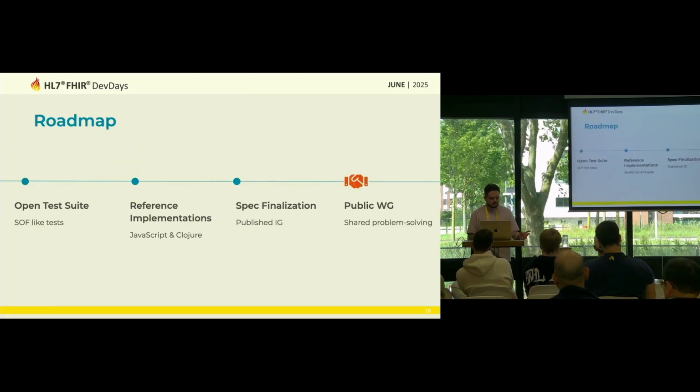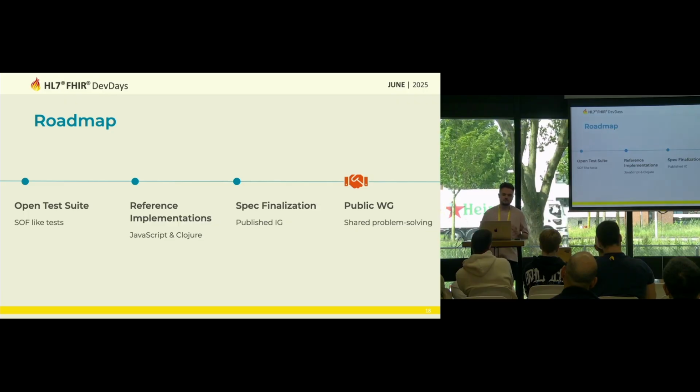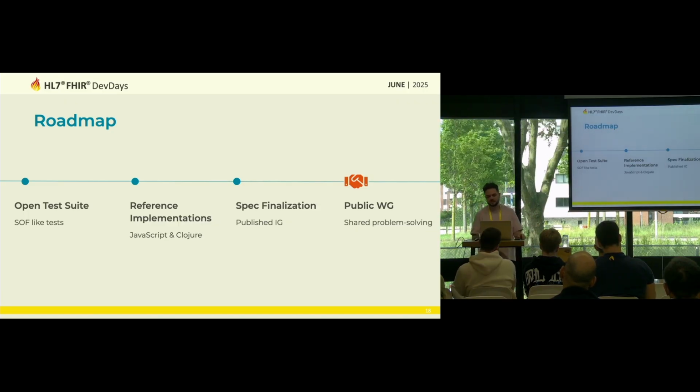So what about the roadmap? During this summer season, I guess, we plan to open up our test suite. We're actually using it at Aidbox. It's similar to the Smart on FHIR tests, as I mentioned previously. We're working on finishing the reference implementations, one in JavaScript and one in Clojure. We have version 1 of the specification. It's published, but we want to transform it into something more FHIR-like, I mean, publish an IG with the IG Publisher and all this stuff. And we also plan to start a public working group.